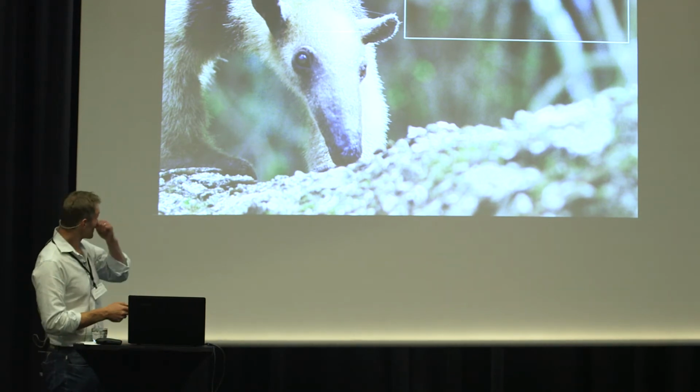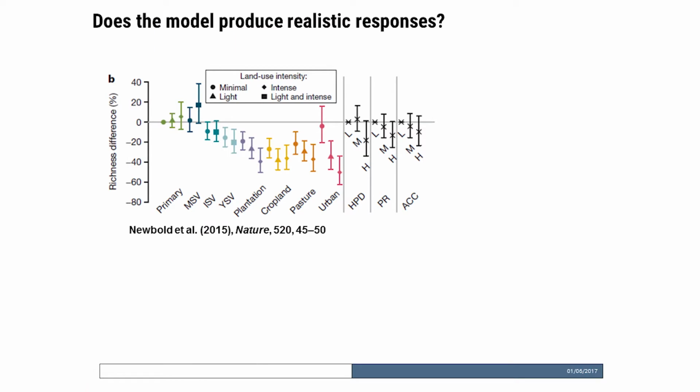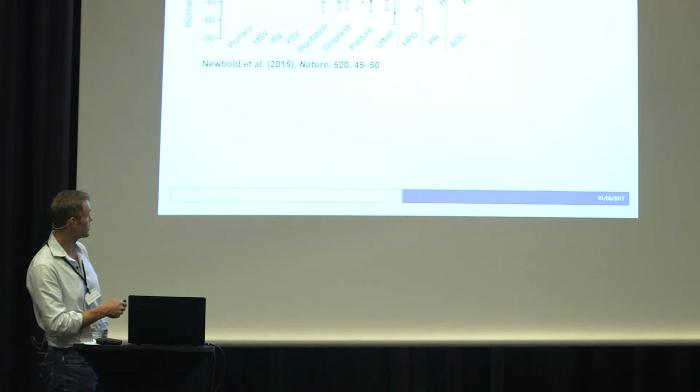Good. And I want to move on to talk about how we're thinking about using the model, or these types of models, to understand responses to global change. I introduced this slide earlier, which is the model's predictions of the responses of biodiversity to different human-modified land use, or the transitions in land use as a result of human modification.